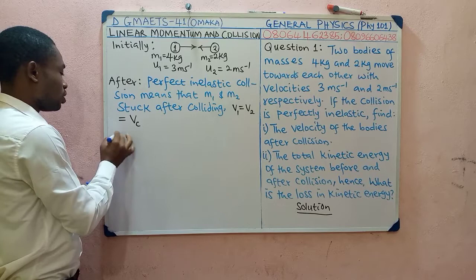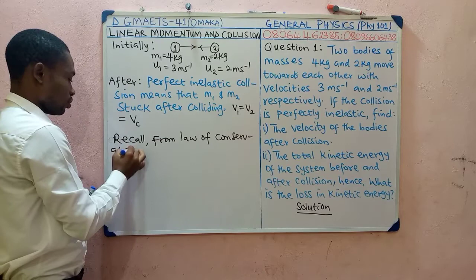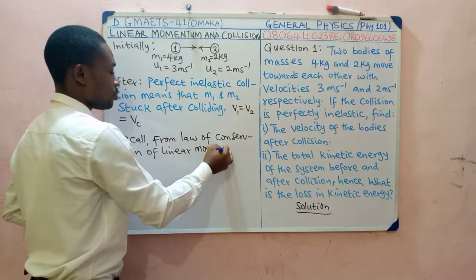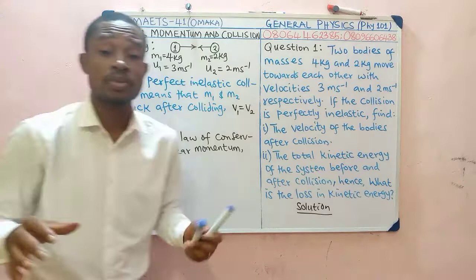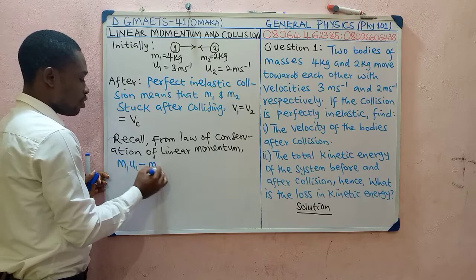So applying our formula, we're going to recall the law of conservation of linear momentum. Right, we've established the formula before. So I'm going to write the formula this time around. We're using subscript 1 and 2. So we sum the initial momentum. So I have m1 u1 plus m2. Is it meant to be plus or minus? It's meant to be minus because they are moving in opposite direction. Is that okay?